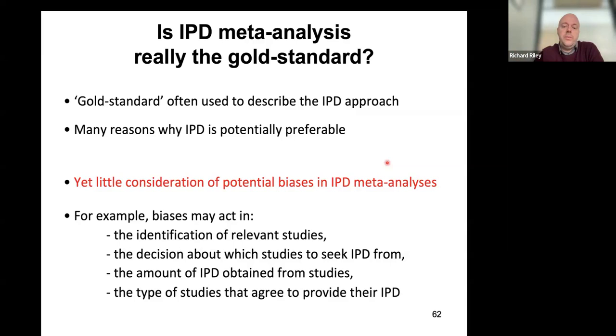For example, you may introduce biases in terms of the identification of relevant studies to collect IPD from. Even after you've identified all the studies, you may be selective in which studies you ask IPD from. Studies won't always give you the IPD, and therefore, is there some systematic bias in terms of which studies are giving you their IPD? I'd be more worried about studies that don't give you the IPD in terms of their quality, and so forth.